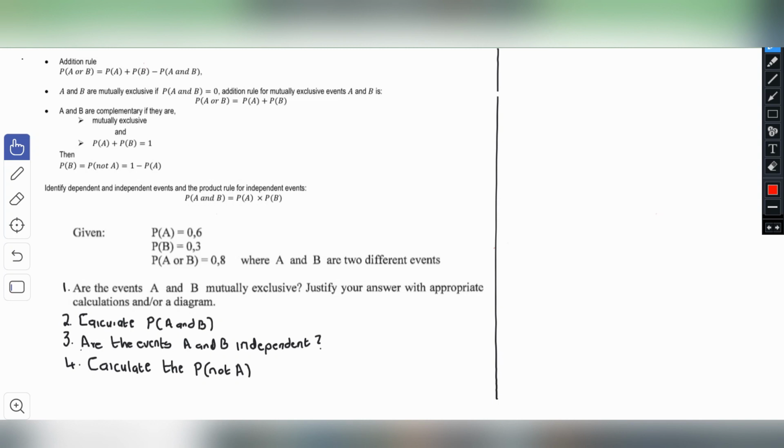So the first thing that you need to know, or the first thing that you need to write before you can solve this type of probability question, is this formula, the addition rule formula, right? Which is the probability of A or B is equal to the probability of A plus the probability of B minus the probability of A and B, right?